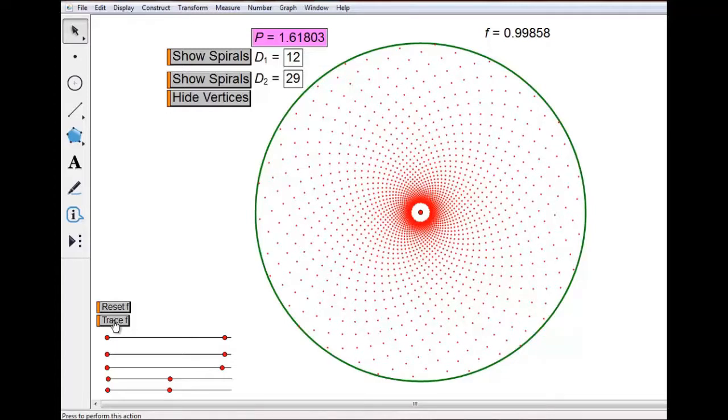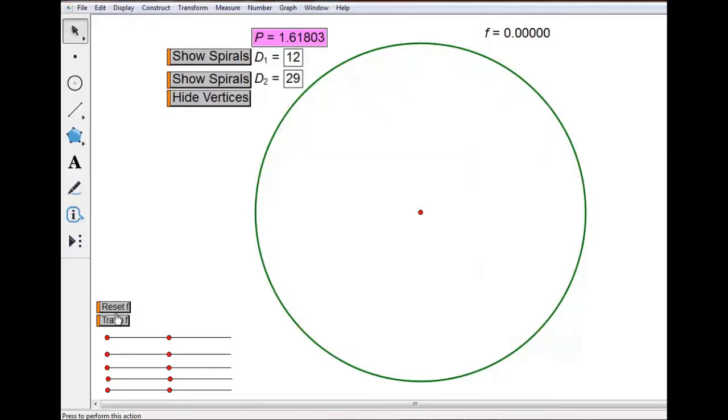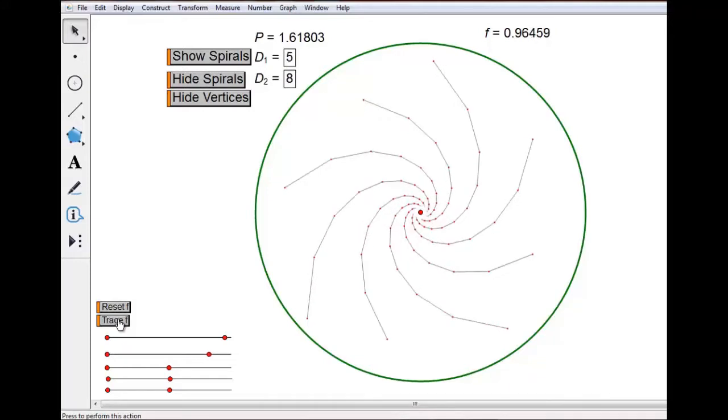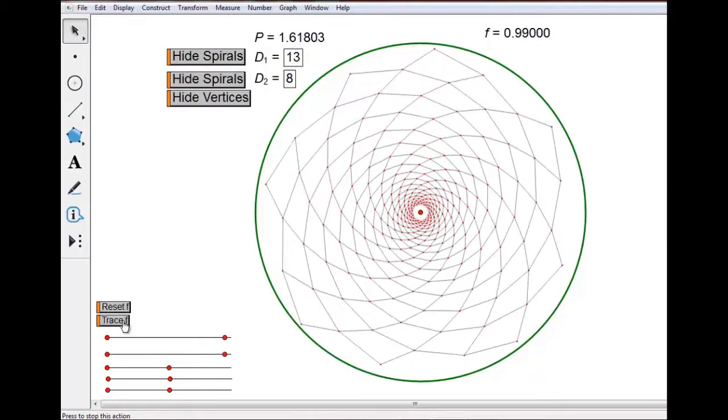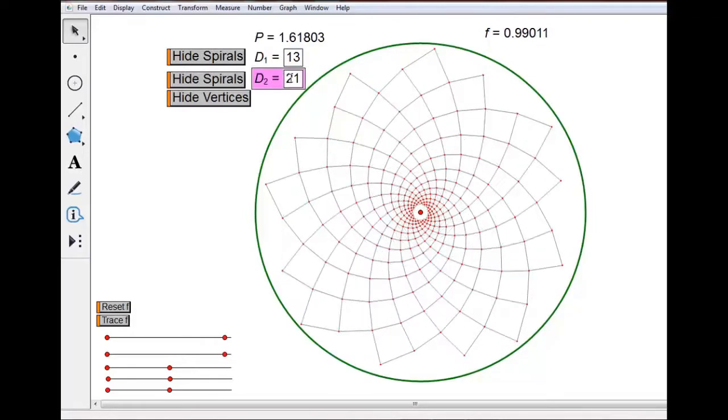Now let's go back and look for the numbers of the Fibonacci sequence. Okay, right away it looks like 3 points, but not for long. Here we have 5 and 8. If we run it further, we see 8 and 13. Continuing on, we see 13 and 21. 21 and 34 is next.